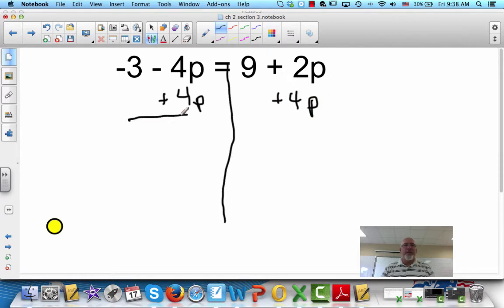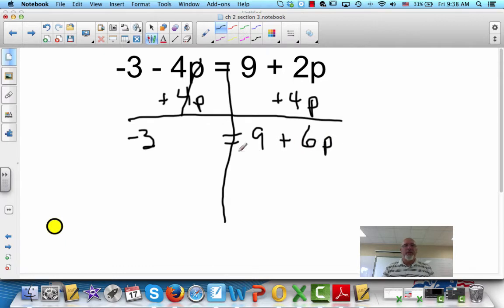And that gives me negative 3. These cancel each other out. Equals 9 plus 2 and 4 make 6p. Now I need to get rid of this 9 because I need to have the p's by themselves, and I've got a 9 over here, so I need to get rid of this 9 by doing the opposite. The opposite of plus 9 is minus 9.